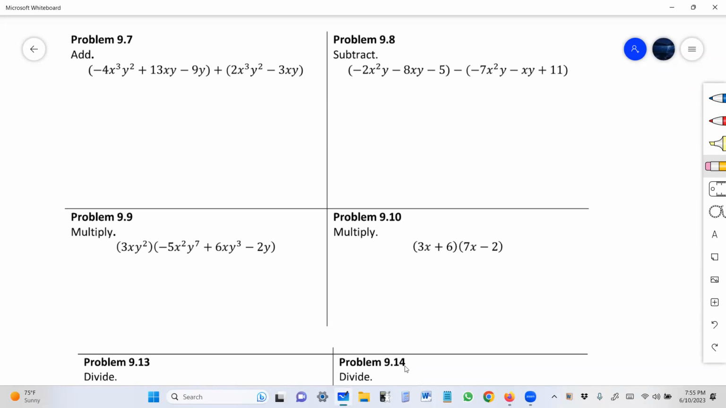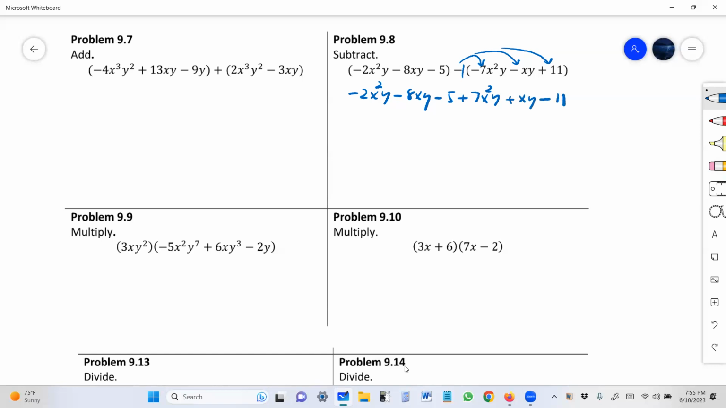All right, so here, let's do 9.8. The addition is very similar to subtraction. The only thing with subtraction is, remember, there's an invisible one here. This invisible one is multiplying everything there. So in the first parentheses, we just drop the parentheses and rewrite the terms. For the second parentheses with the plus, you don't have to do anything. You just drop both parentheses. For the subtraction, because of the minus 1, every single sign in the second parentheses flips. So I'll have positive 7x squared y plus xy minus 11.